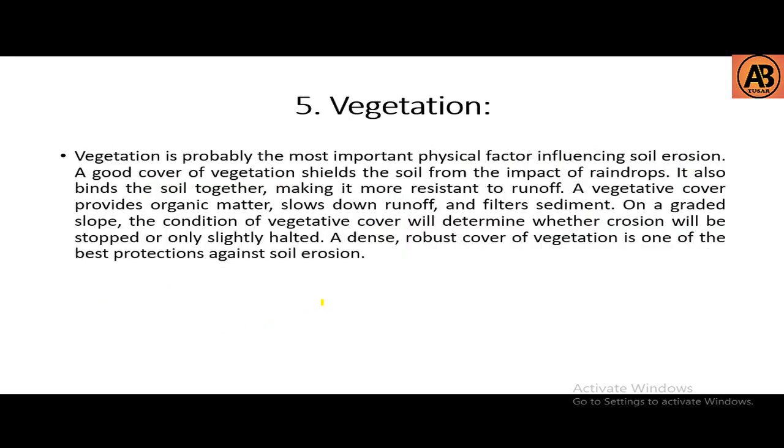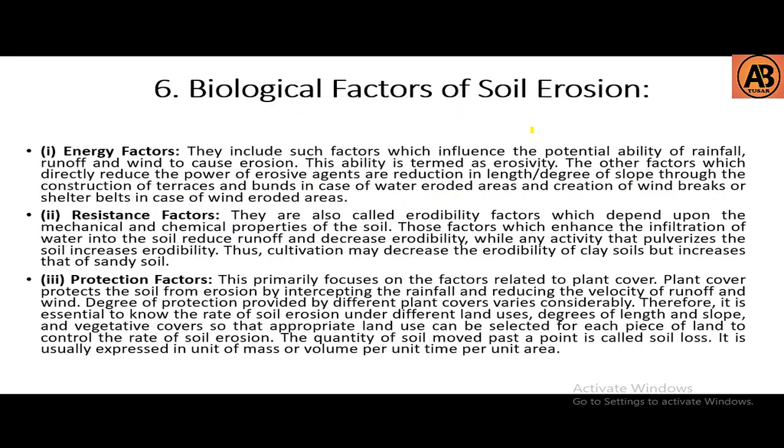Then number 5 is vegetation. Vegetation is probably the most important physical factor influencing soil erosion. A good cover of vegetation shields the soil from the impact of raindrops. It also binds the soil together, making it more resistant to runoff. A vegetative cover provides organic matter, slows down runoff and filters sediment. So these are the properties of vegetation.